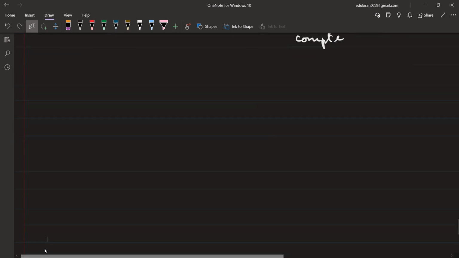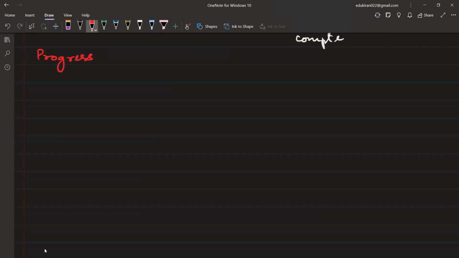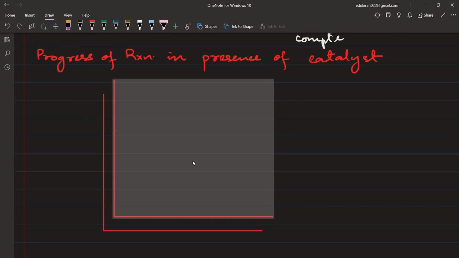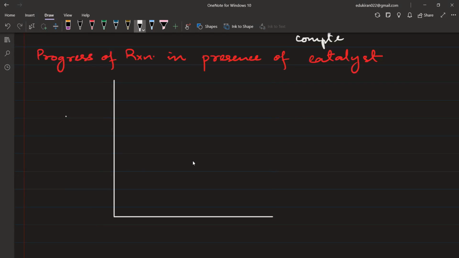progress of a reaction in presence of catalyst. Now, if that reaction is different, its activation energy will also be different. That is the main thing about catalyst: it changes the activation energy. So you'll write here the energy, and here we have the progress of reaction or the reaction coordinate.